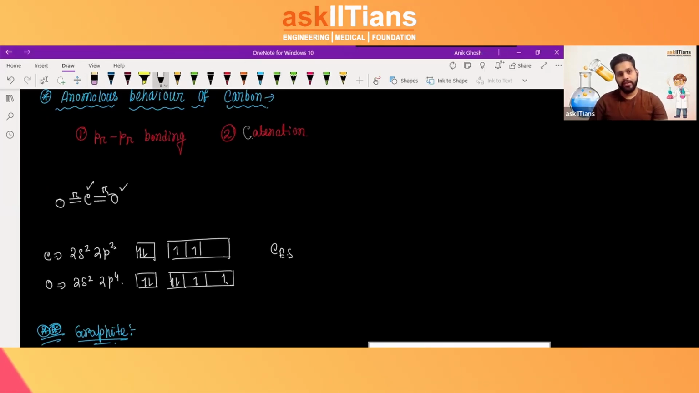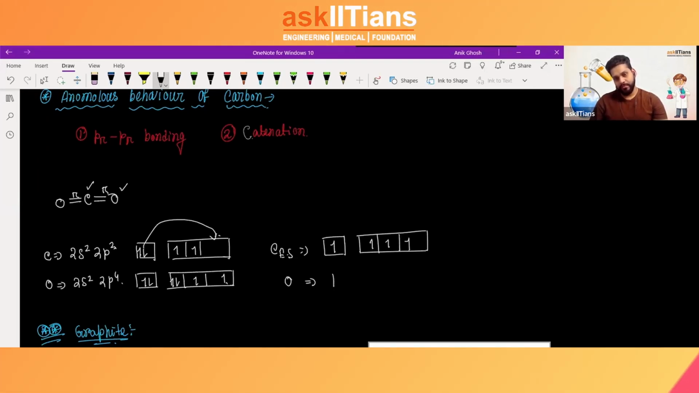So for carbon in the excited state, there'll be an electron transfer here, and as a result the electronic configuration would change. Oxygen stays the same, because you cannot make more unpaired electrons out of it. This is all you have. Now see, guys, carbon dioxide has 2 sigma bonds and 2 pi bonds. This one is making a sigma bond, this one is making a sigma bond, and the rest of the two are going to make pi bonds. With whom is it going to make the pi bond?